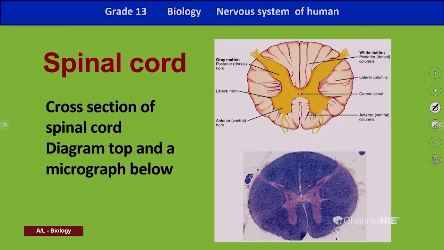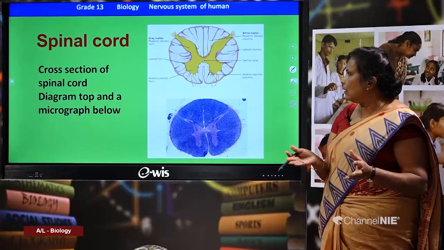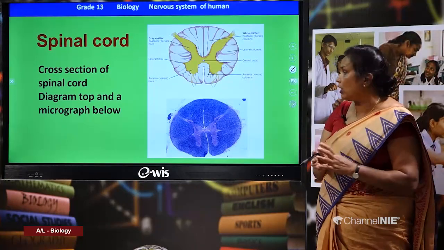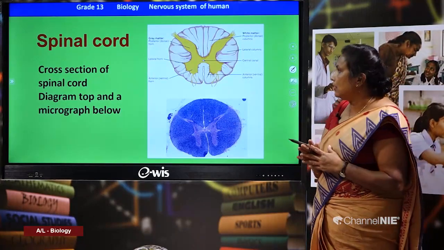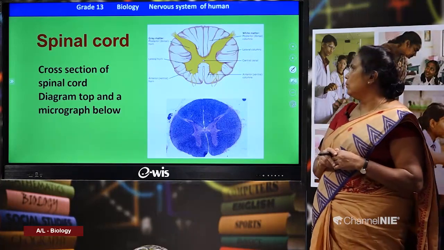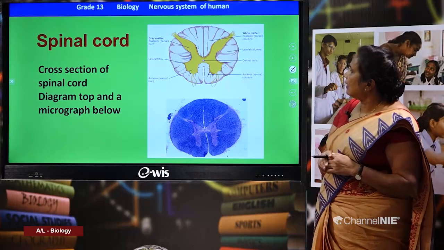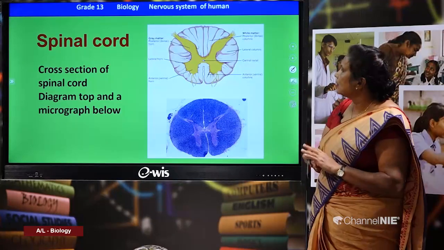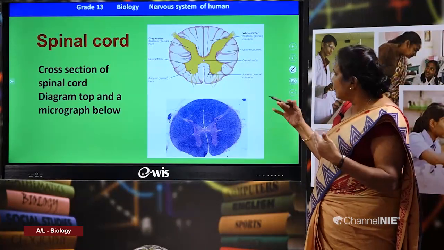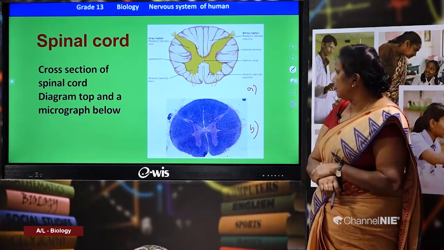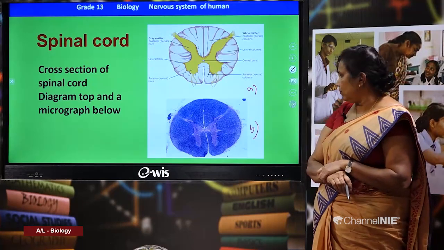Now, we studied the brain, the different parts of the brain. Spinal cord is the rest of the region. It also carries a very important function within our body related to coordination. Here I have given you two diagrams. One is the cross section diagram. If I say A and B, B is the microscopic view.